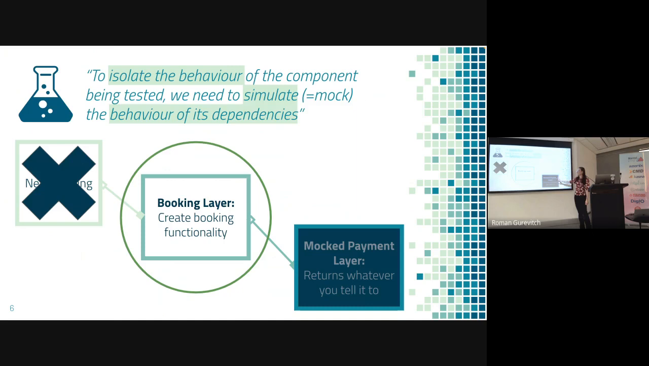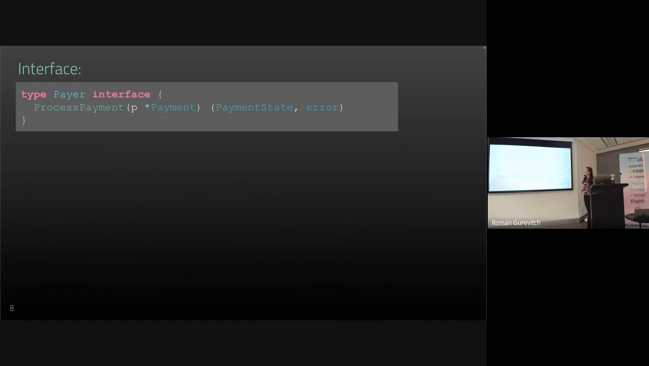So let's have a look at manual mocking. Manual mocking, or mocking in general, starts with an interface, right? You can't mock out structs. You have to mock out interface functionality. So here we have an interface of type Payer, and it has one function. It's called ProcessPayment. It takes a payment and returns a payment state and an error.